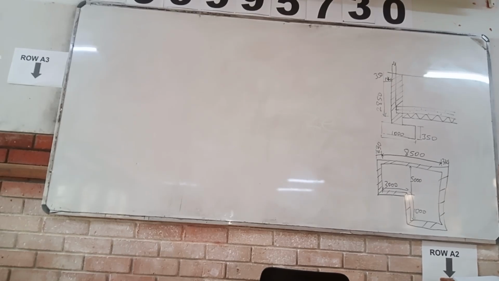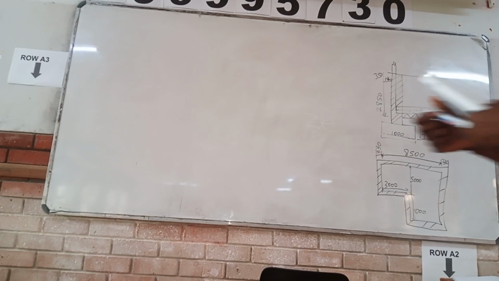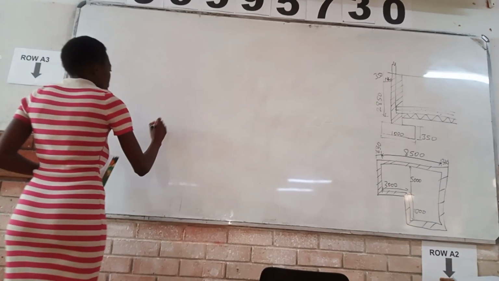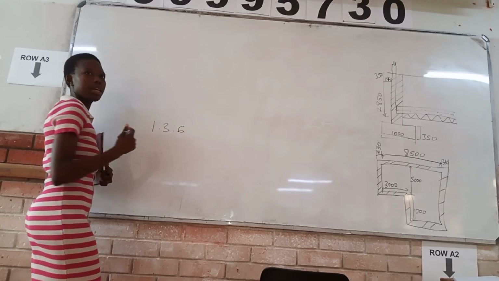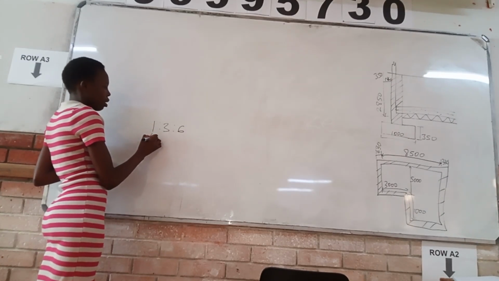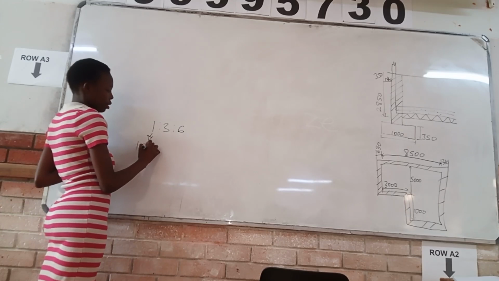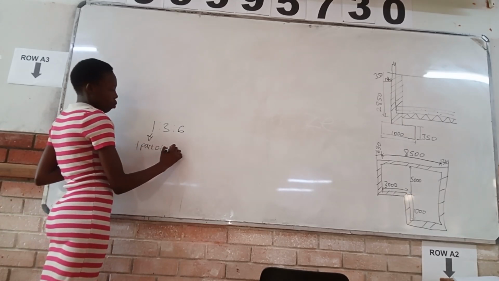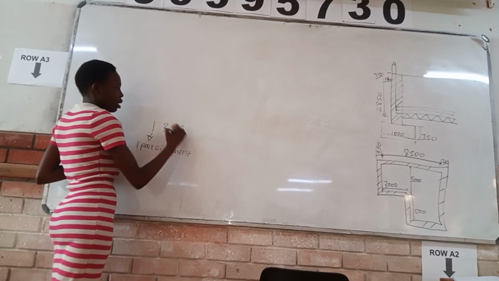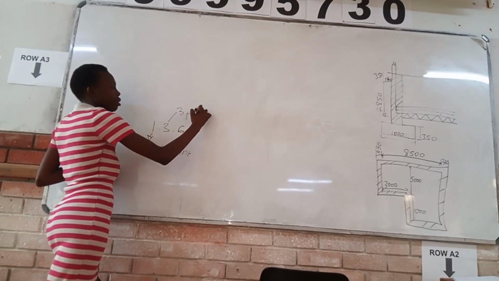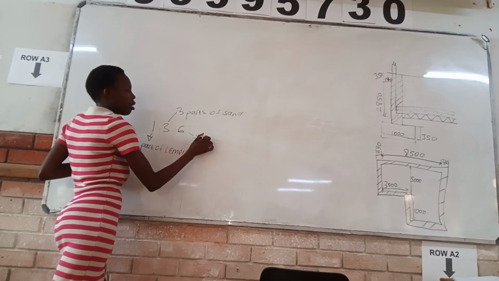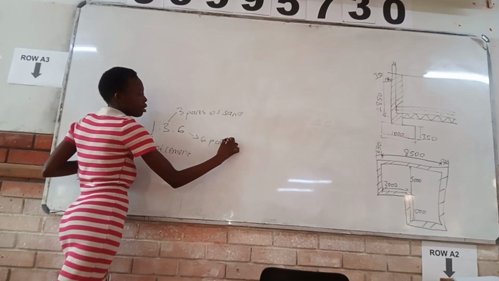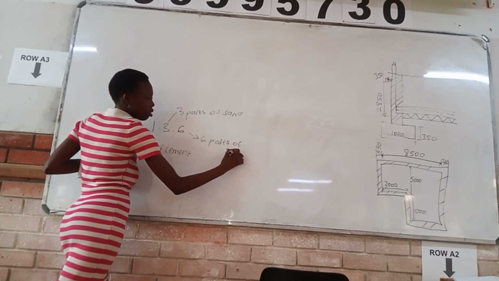Page 189, number 2 says, what does the concrete mix ratio 1 is to 3 is to 6 mean? Okay, so this one: 1 is one part of cement, 3 is 3 parts of sand, and 6 is 6 parts of stone.